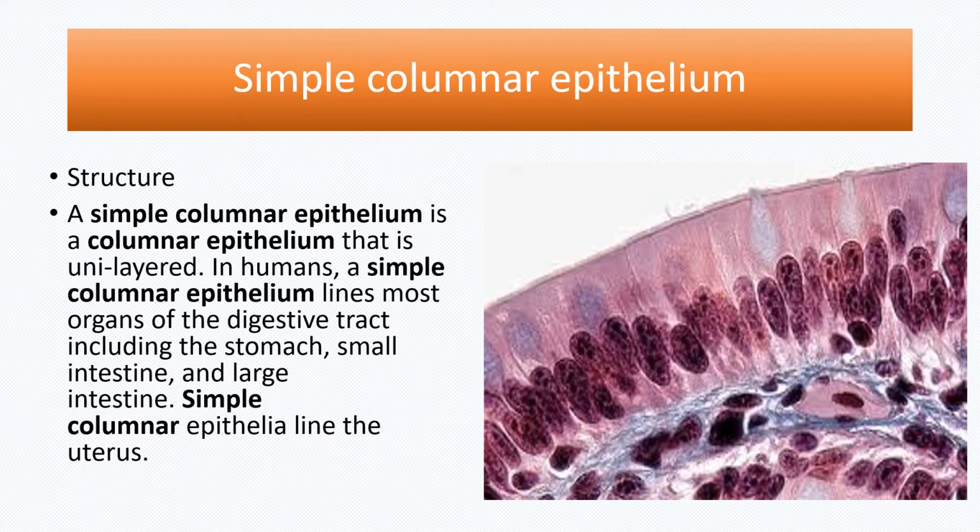Let's move towards the simple columnar epithelium. These tissues are made up of rows. You can see the different rows of this kind of tissue. It lines the stomach and intestine, where it protects underlying tissues. The simple columnar epithelium is unilayered. In humans, simple epithelium lines most organs of the digestive tract.